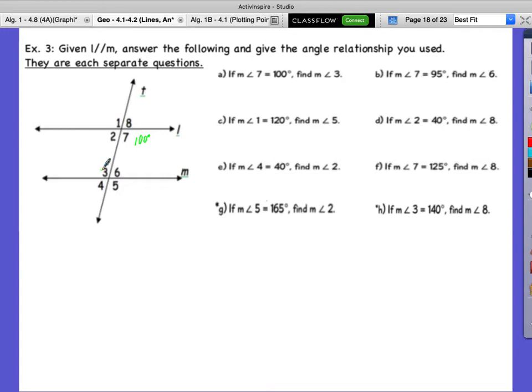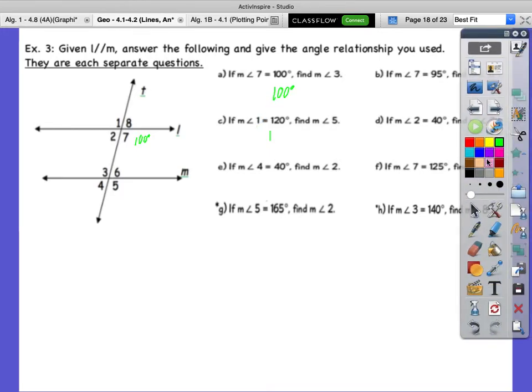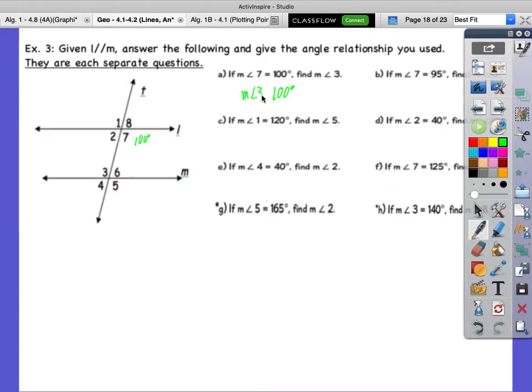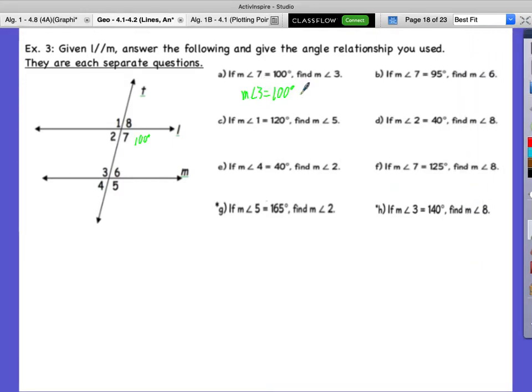100. Okay, how do you know that? Because 3 and 7 are congruent. What kind of angles are they? Alternate interior angles, okay? We were asked to find the measure. So the measure of angle 3 is equal to 100 degrees. And the angle relationship we used is alternate interior angles. I'm okay with you guys shortening it to alternate angles, but we say it as alternate interior angles.